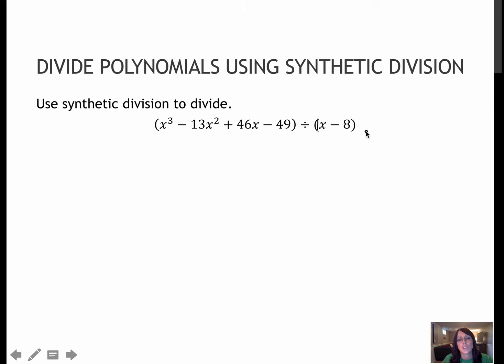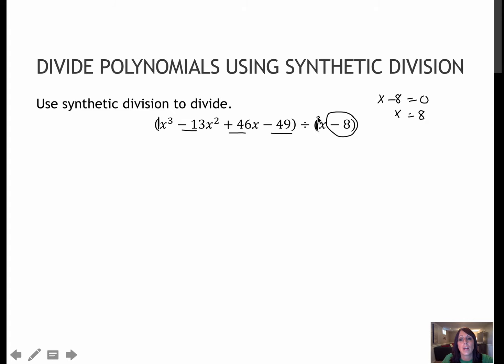So synthetic division is easier because we get to take the x squareds and the x to the thirds and all of that out of it. I'm only worried about the coefficients, which is of course the number 1 and negative 13 and 46 and negative 49. So what I'll do is I will take this value and make it the opposite value. Essentially I'm setting x minus 8 equal to 0 and solving to get x is 8. So 8 is the value that I'm using.